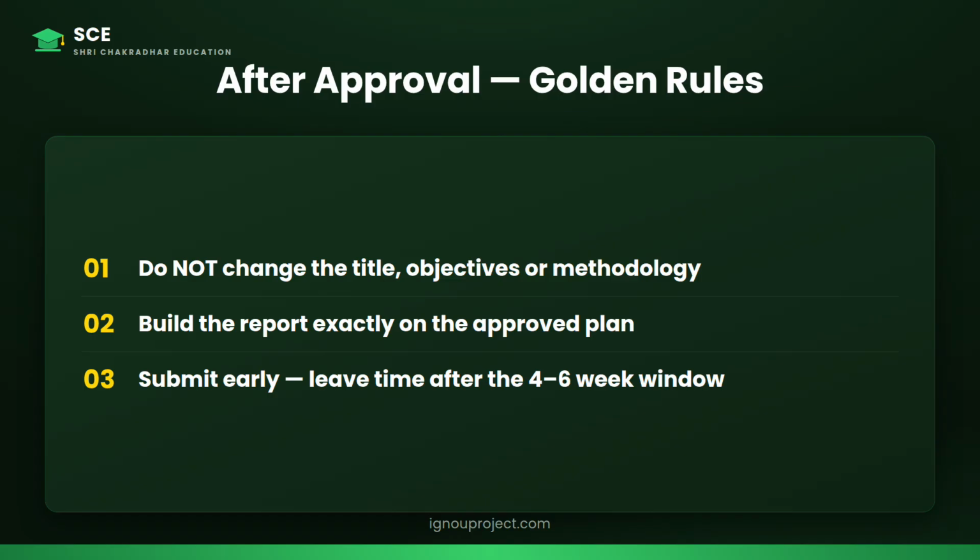Rule 3. Keep to the timeline. Submit your synopsis early so that, after the 4 to 6 week approval window, you still have enough time to complete your report before the submission deadline of your session. To summarize, submit your synopsis with the signed Proforma and guide biodata to your regional center. Wait 4 to 6 weeks for approval, save your approval letter, and then build your report faithfully on the approved plan without changing the topic. Follow this, and the approval stage becomes smooth and stress-free.